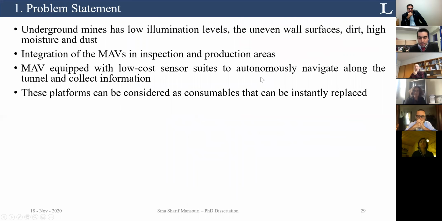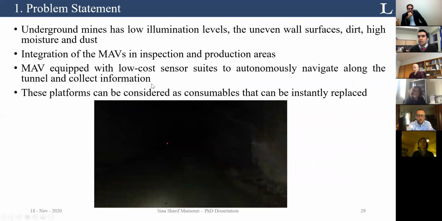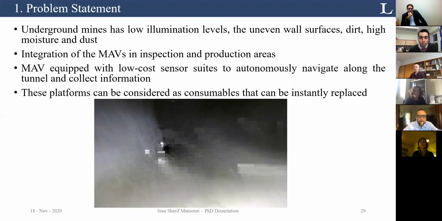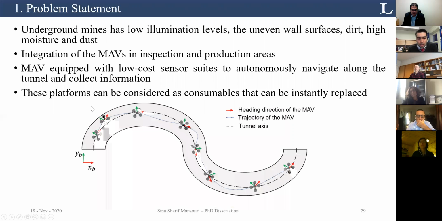In underground mines, there are some limitations, as I said, low illumination and uneven surfaces. And this is one footage from our camera. When we have dust, it can be noisy like that, or also give us a blur effect. So we want to have these platforms integrated in the production areas, but also we want them to be considered as a fast deploying unit that can be treated as a consumable and can be replaced immediately. So we assume to have something like a tunnel, and we want to always look at the center of the tunnel to avoid collisions and inspect the whole area.